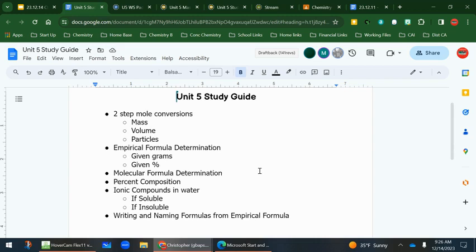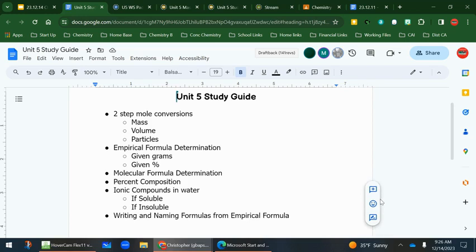There will be an empirical formula determination that will either be given to you in grams or in percents. There will be a molecular formula determination like we just did. There will be a percent composition problem. There will be ionic compounds in water, and you will predict if they are soluble or insoluble. And you will be writing and naming formulas from an empirical formula that I give you. That is the entire test, not including the bonus questions.